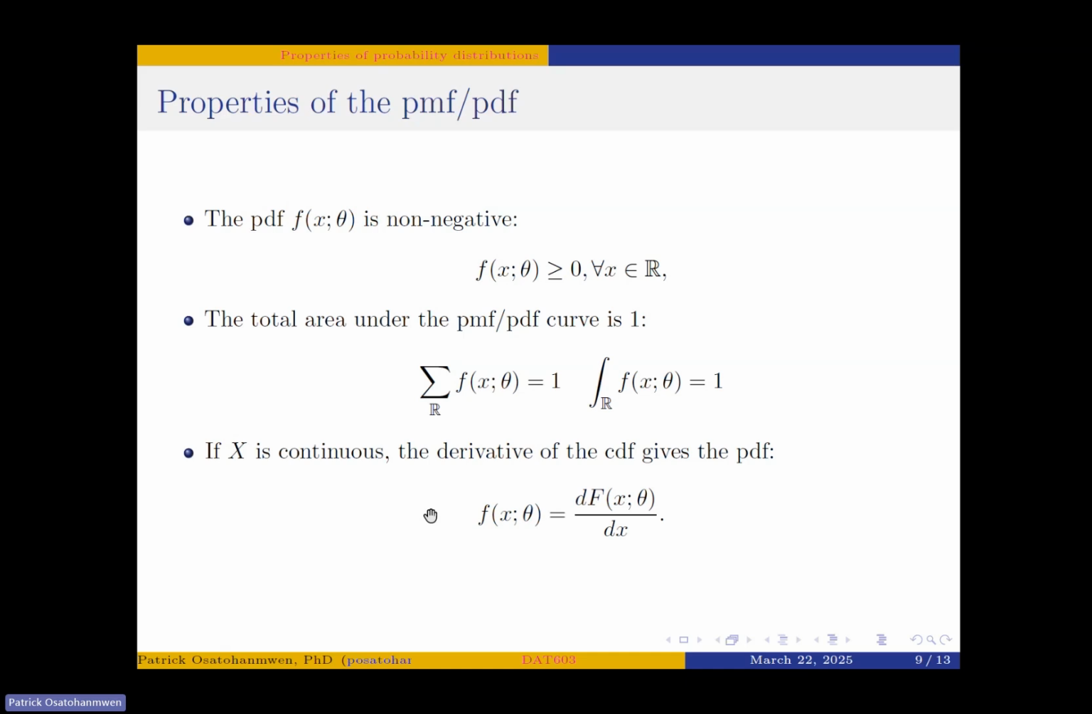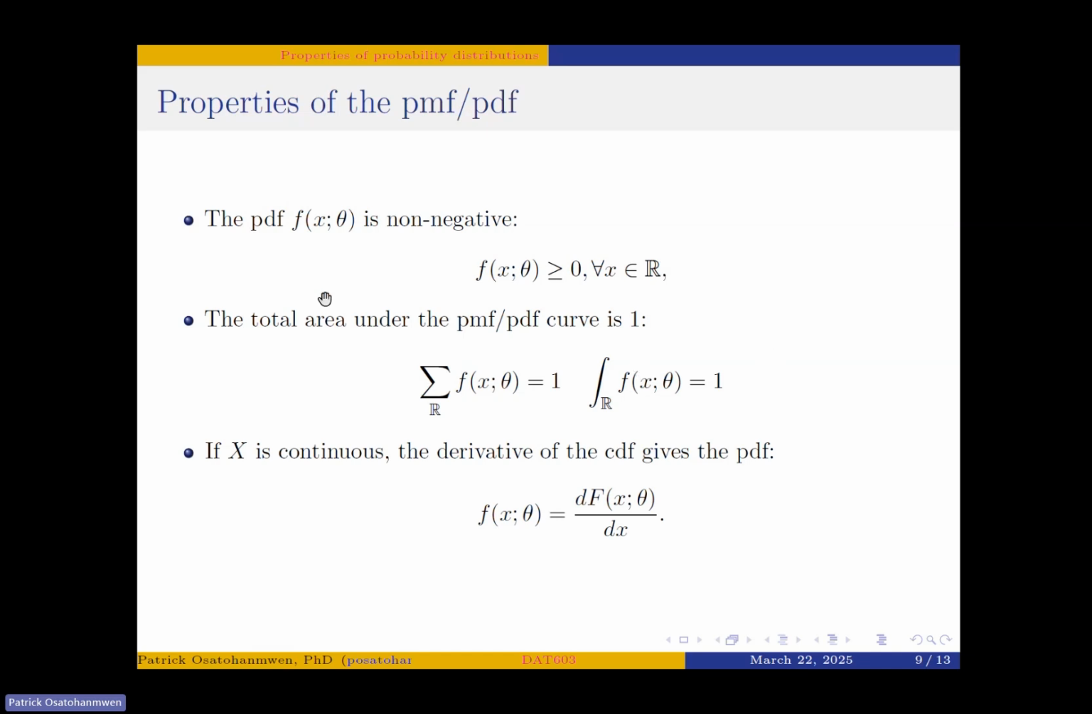Okay, so now let's see the properties of the PMF or the PDF. What is the property of the probability mass function and probability density function? Every probability density function is non-negative. The value that your probability mass function or probability density function returns can't be negative. It's always non-negative for all values of the random variable within its support.